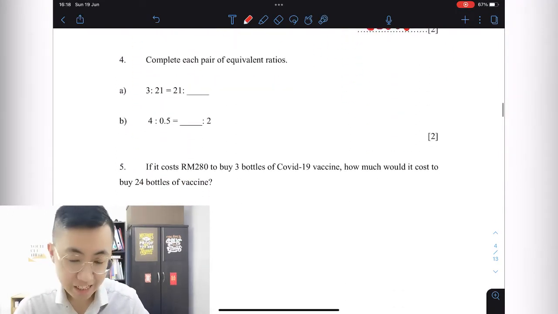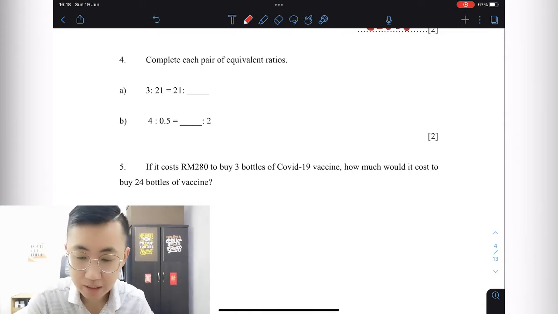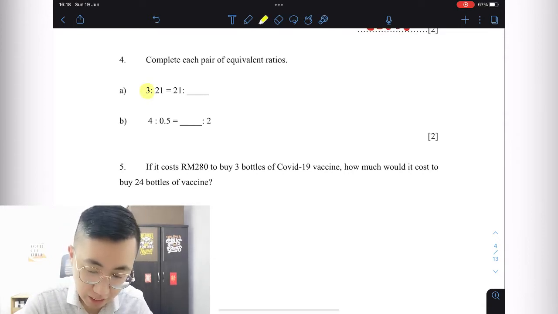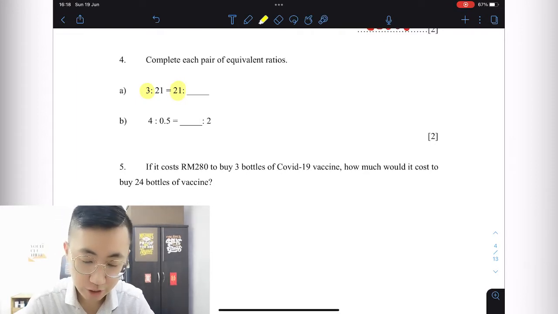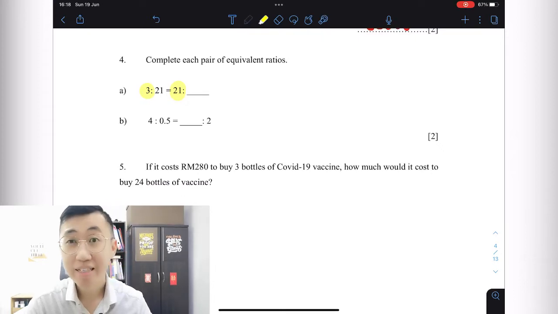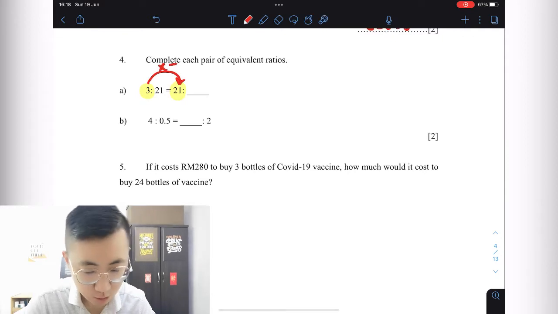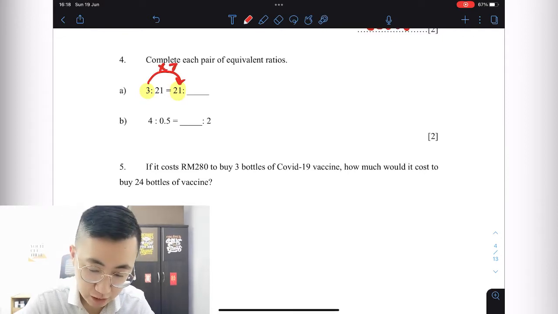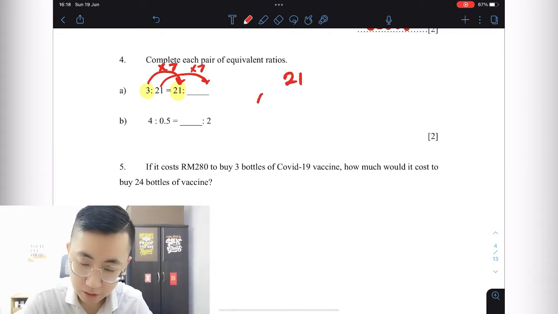Question 4. Complete each pair of equivalent ratios. So this one is like a puzzle. How 3 become 21? Only multiply and divide, okay, for you to do the ratio. So I knew that 3 become 21 is like multiply by 7, right? Here to here is multiply by 7. So same, you need to take 21 multiply with 7 to get this blank over here. So you need to take 21 multiply with 7.